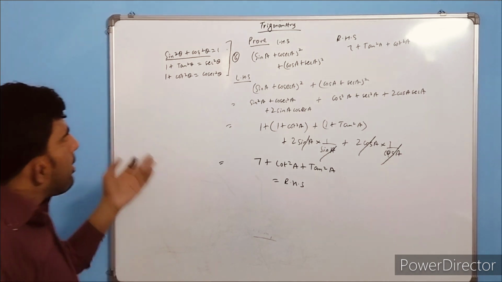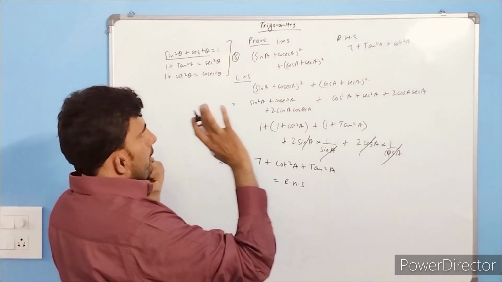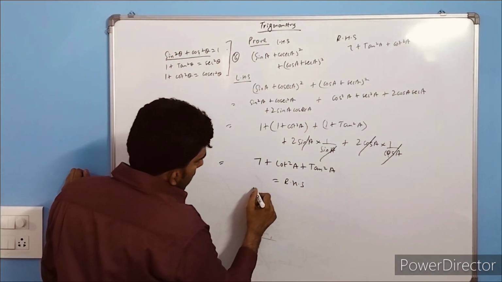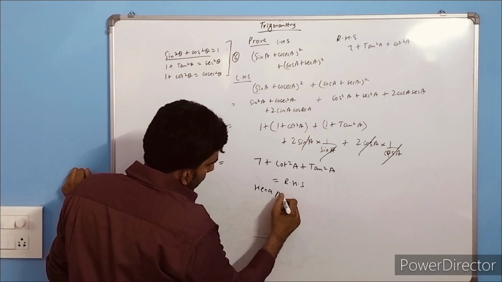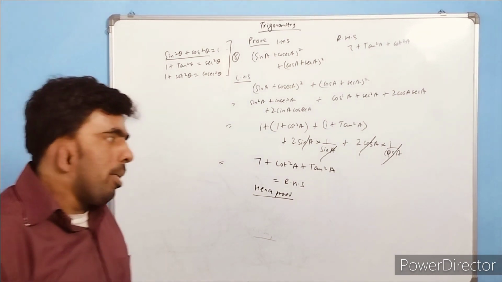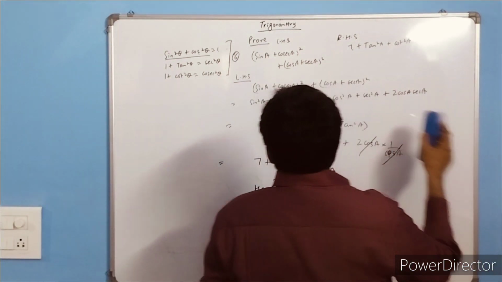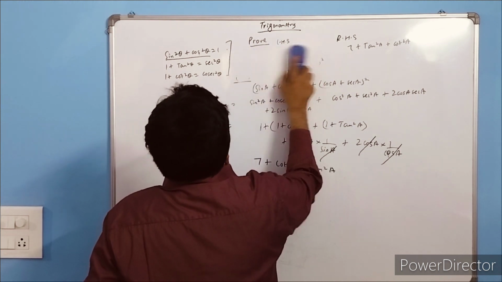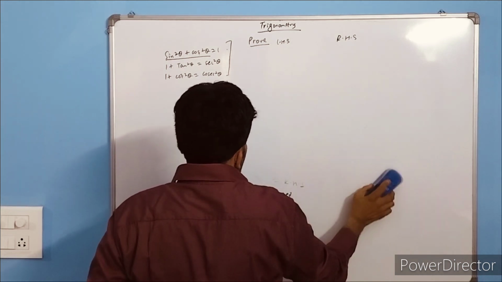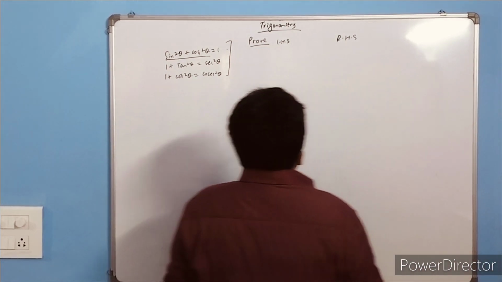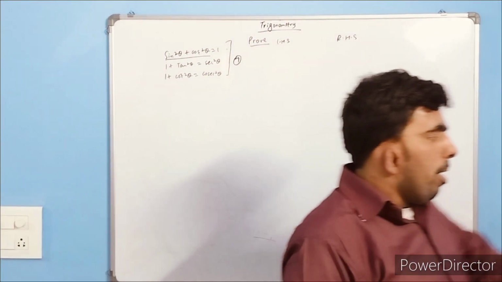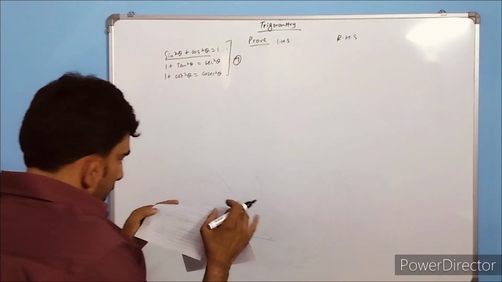So just by using these identities, we can easily simplify such kind of numericals. Okay, so this is, we can say, hence proved. Here we have solved 6 numericals. Now we'll move to the 7th one. Let's see how we can solve the 7th. Let us see how we can do it.